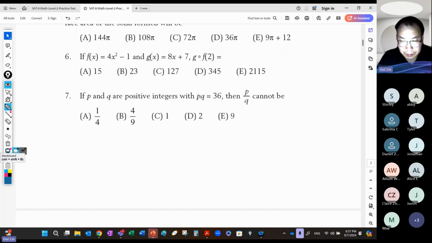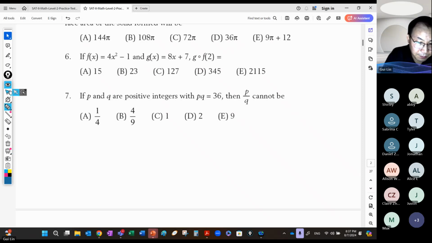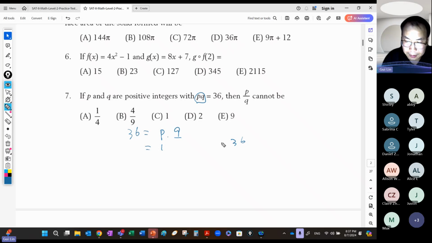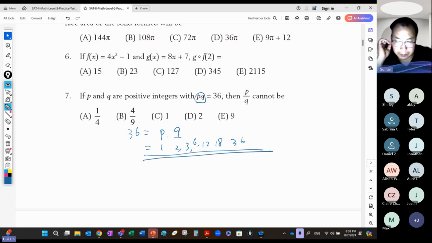If p and q are positive numbers, whole numbers, integers, with pq equal to 36. So it means p and q are factors of 36, right? So what are potential p and q? They are positive. Let's make a list. 1 and 36, 2 and 18, 3 and 12, 6 and 6. So all the potential p and q are from here. Then p over q cannot be.